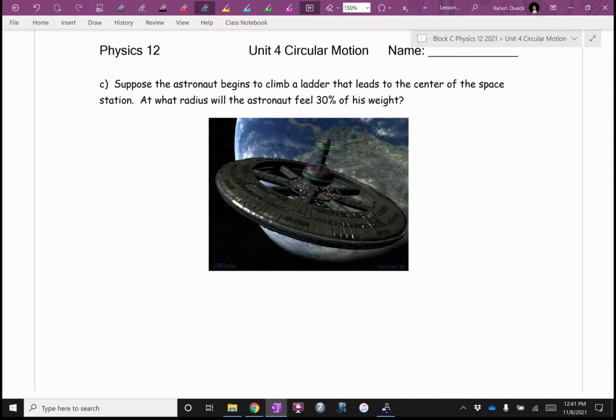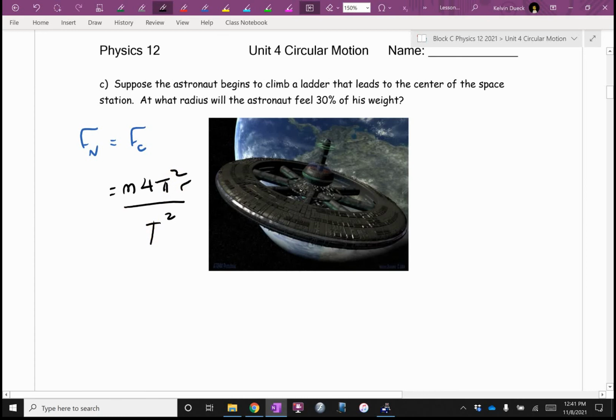Parker, what's this question asking me to find? Okay. I think it's going to be the same free body diagram in that I think we're still going to say normal force is what's pushing me in a circle. And I think it's still going to be m 4 pi squared r over t squared, MAC. But how big do I want the normal force to be this time? 30%. So, what will that be? 0.3 mg.